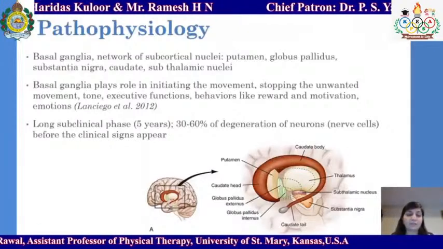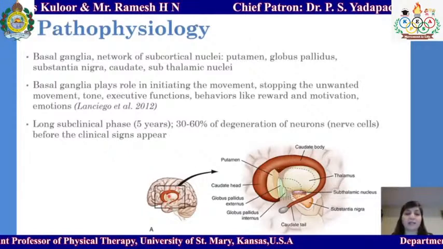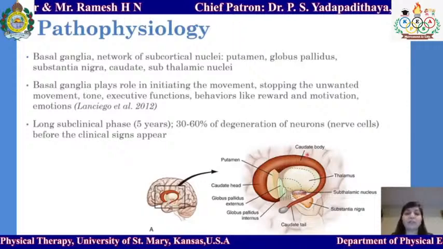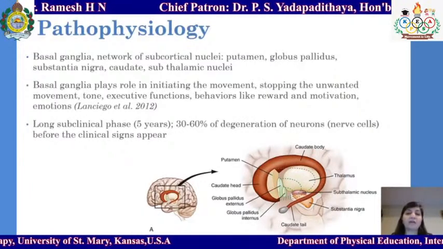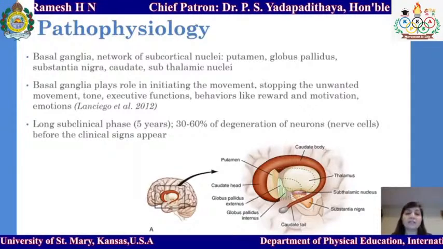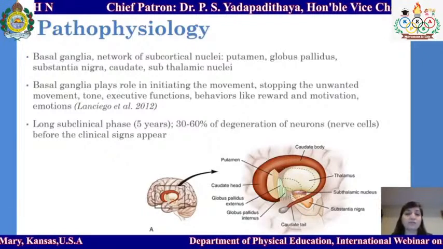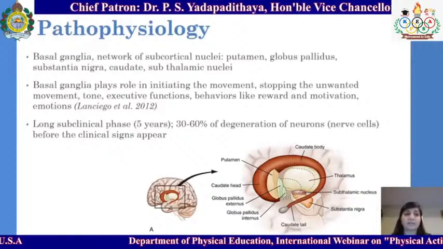There is a structure in the brain, this one here, called the basal ganglia. The basal ganglia consists of different types of other structures in the brain, and these structures have nerve cells that release dopamine. Those nerve cells are damaged and do not have enough dopamine, and that results in Parkinson's disease.